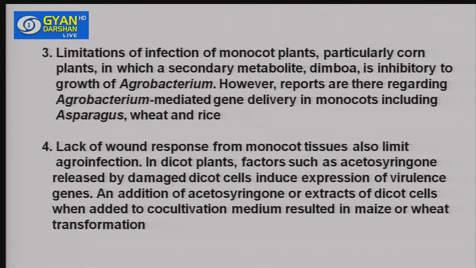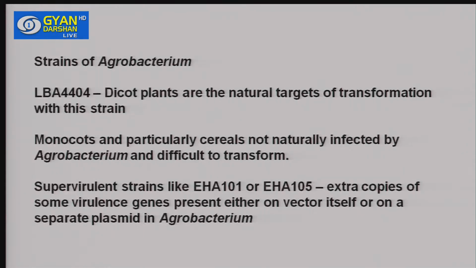Then, as I said, in case of monocots, there are certain secondary metabolites like DIMBOA which are released, which actually inhibit the growth of Agrobacterium. And there is a lack of wound response from monocot tissue, because dicots secrete a higher amount of the phenolic signals, as I said. Certain strains of Agrobacterium, like LBA4404, are very routinely used for transformation.